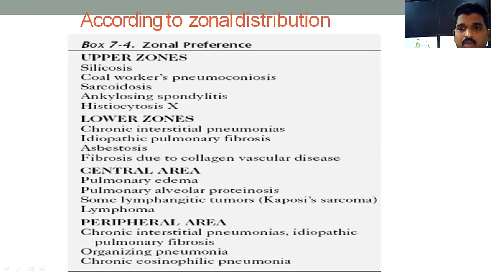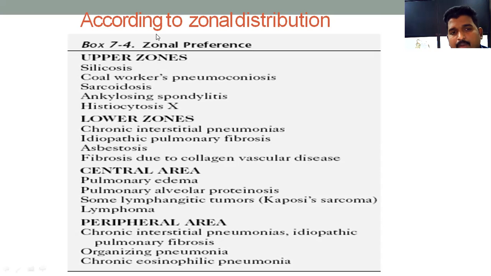All these things predominantly involve the upper lobes, that is the upper zones. That's why, based on the zones only, you can come to a conclusion about what type of ILD you are dealing with. And in the lower zones, what you should keep in mind is chronic interstitial pneumonias. If you are dealing with idiopathic interstitial pneumonia, either NSIP or UIP, whether it is IPF or UIP due to other conditions, or NSIP due to an underlying CTD, the predominant distribution will be in the lower zones. Also asbestosis and fibrosis due to collagen vasculitis, as already described, have a predominant distribution in the lower zones.